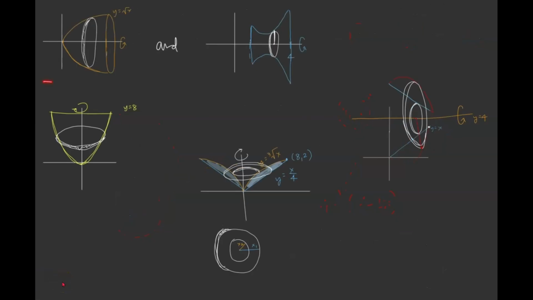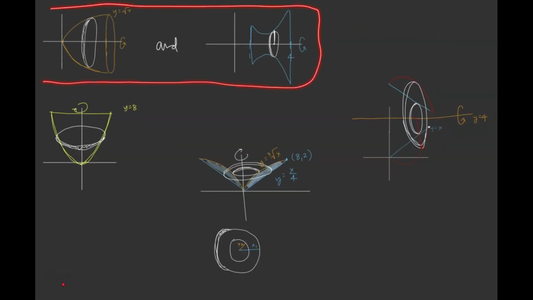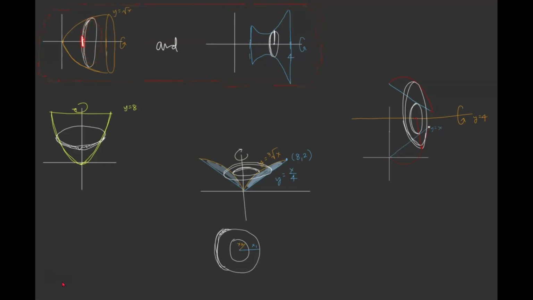So let's think through these 5 examples. We started off with 2 fairly basic ones where we're just doing disks and we're integrating with respect to x. That may be the easiest kind because most times the equations of the curves are given to us as a y equals and then some expression of x, which makes it easy to just translate it into an integral.